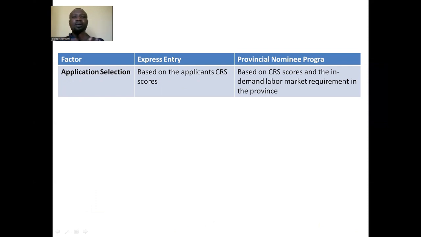And the Provincial Nominee Program is based on CRS score, that is, if you now align your Provincial Nominee Program with Express Entry. I will explain that later. There is a place where I will explain how you can combine your Provincial Nominee Program with Express Entry in order to increase your chance. So don't get confused. I will explain that later.